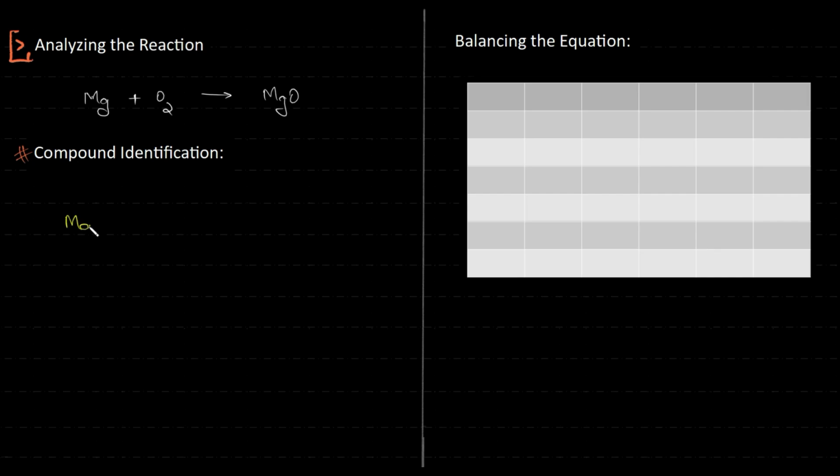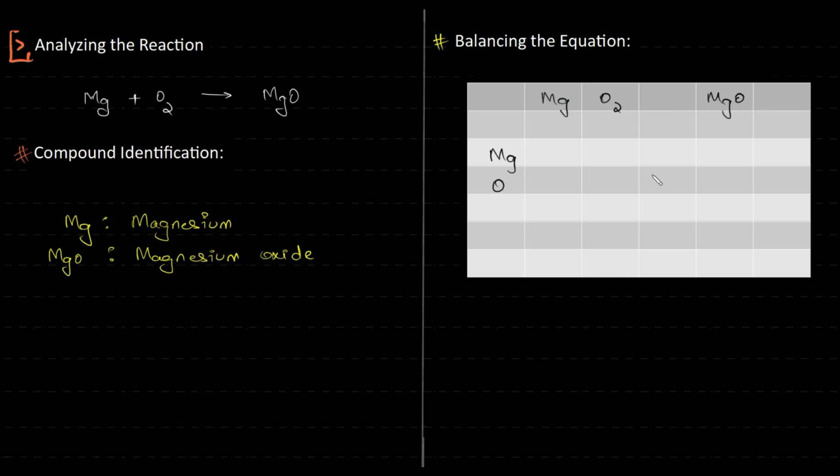So we have magnesium reacting with oxygen to give us what? Correct, magnesium oxide. Is this balanced? It's not. So let's do it. It's a practice, right? Let's not lose an opportunity to lose, right?